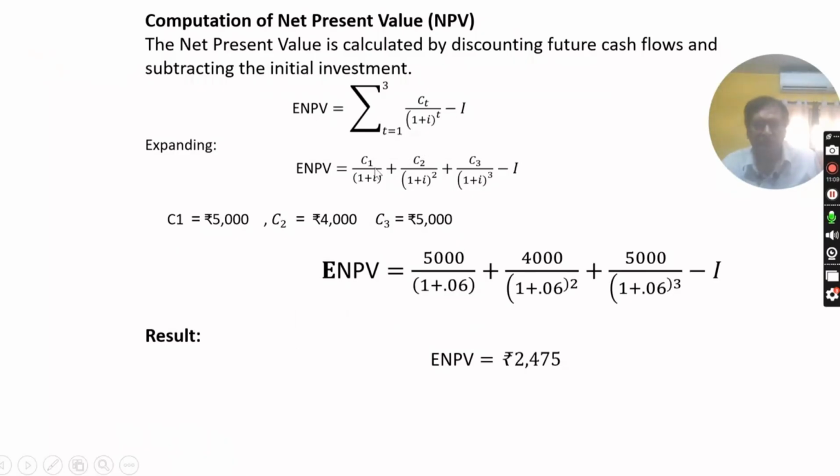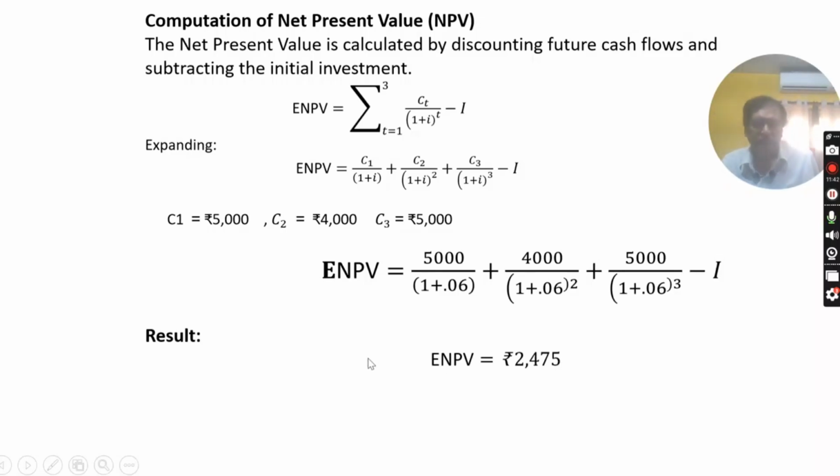This is the expected NPV, and we have noted 5000 divided by 1 plus 0.06, then 4000 divided by, this is the square. Why square? After 2 years, the discounting factor will be square, and for after 3 years the expected cash flow is this divided by, to make it present value. In this, minus the initial investment. If you apply this formula, I is equal to 10,000. You will get this is the expected NPV.